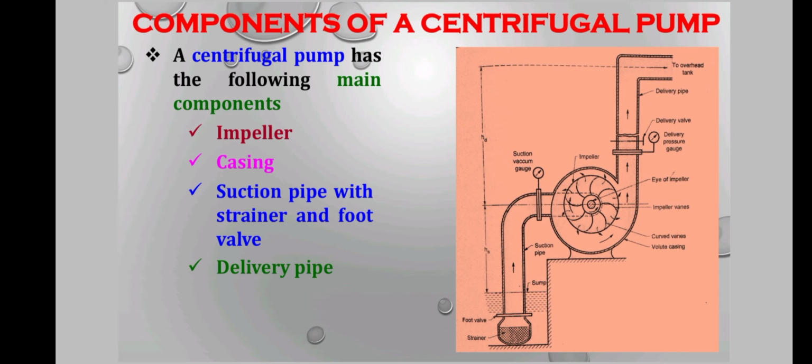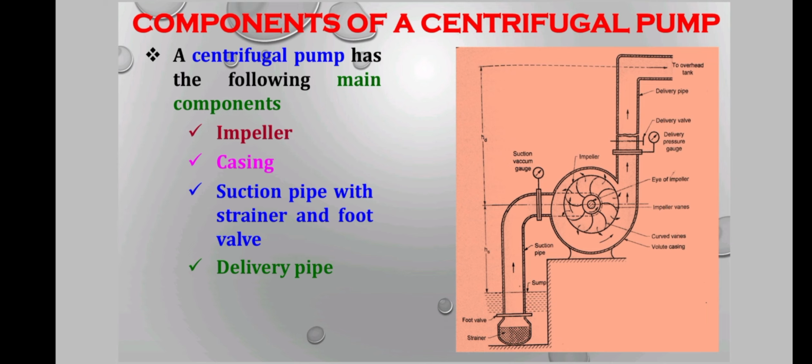The components of a centrifugal pump. This is a structural block diagram of a centrifugal pump. It starts from the strainer and ends at the overhead tank. From the strainer, the water goes to the foot valve, which controls the level of water sucked by the pump. From there, it goes to the suction pipe. The suction pressure is measured by the suction vacuum gauge.